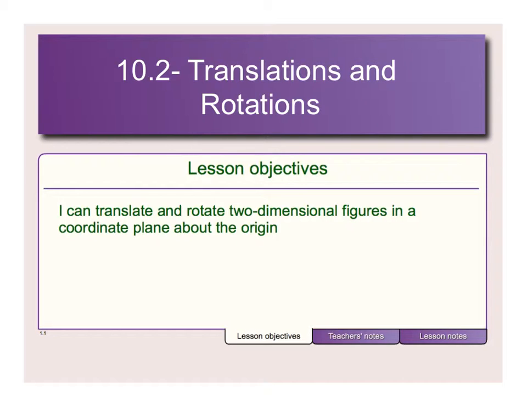This is 10-2, talking about translations and rotation. So you need to be able to translate and rotate two-dimensional figures in the coordinate plane about the origin. Basically that means moving in relationship to the origin. That's pretty much all that means.